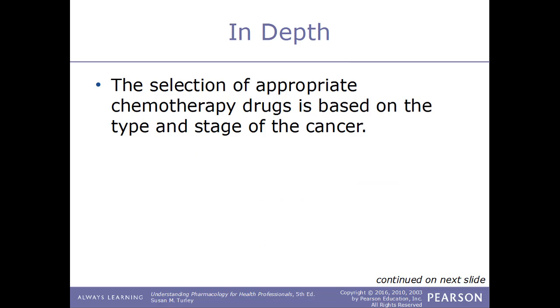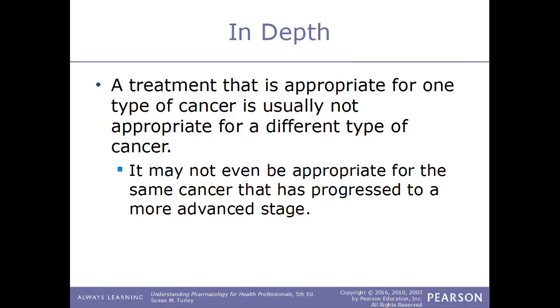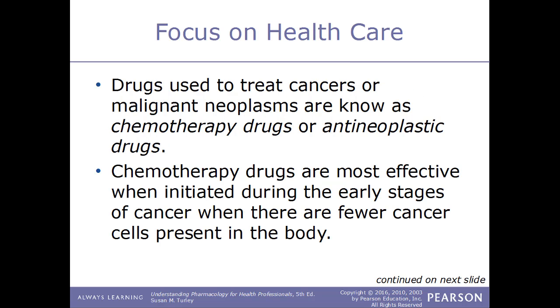So the selection of an appropriate chemotherapy drug is based on the type and the stage of the cancer. Treatment that is appropriate for one type of cancer is usually not appropriate for a different kind of cancer. It may not even be appropriate for the same cancer that's progressed to a more advanced stage. Drugs that are used to treat cancers or malignant neoplasms are known as chemotherapy drugs, or can also be called anti-neoplastic drugs. Chemotherapy drugs are the most effective when they are initiated during the early stages of cancer, when there are fewer cancer cells present in the body.